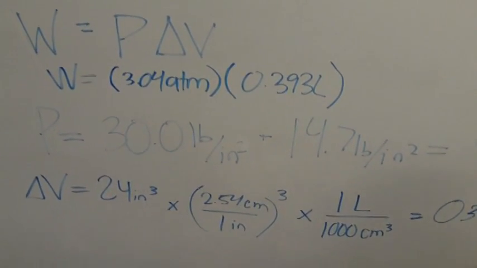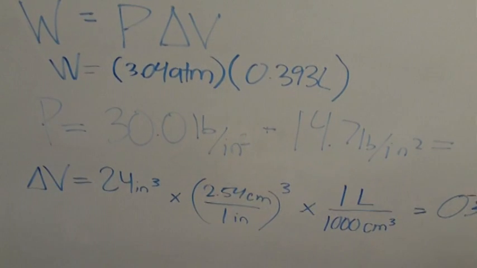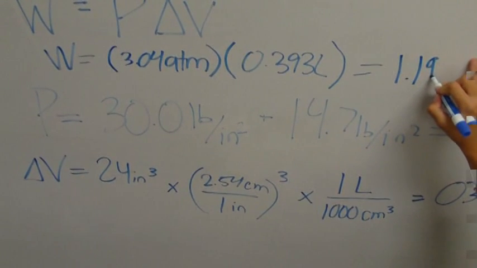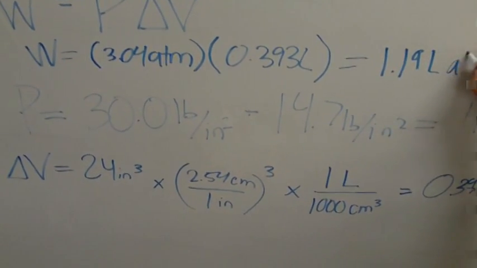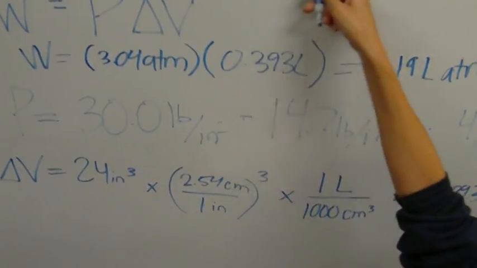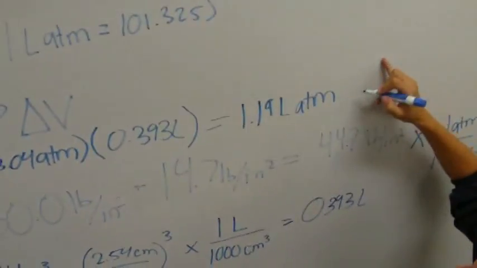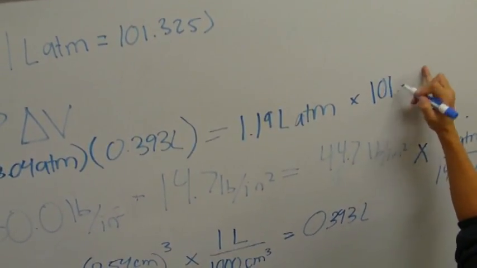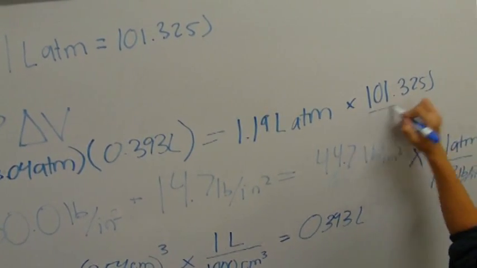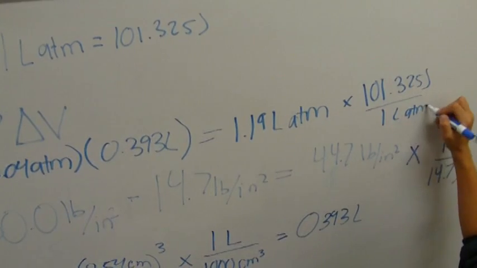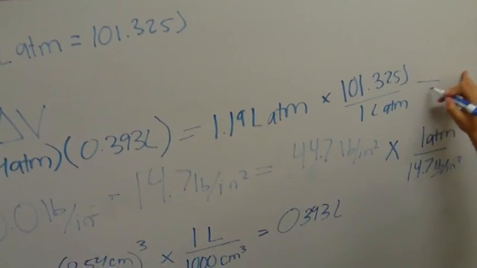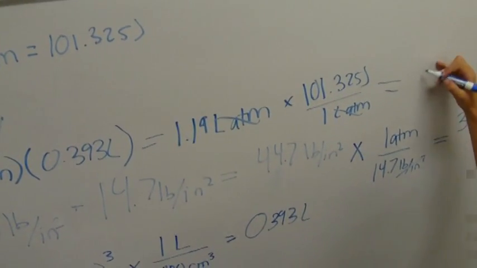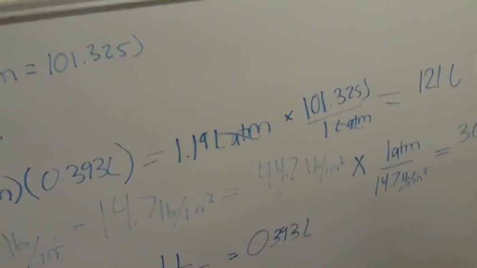And that gives us 1.19 liter-atms, which is what they gave us the conversion factor for up here. So if we go ahead and just times by that, 101.325 joules is equal to 1 liter-atm. And then our liter-atms cancel out, and we end up with 121 joules as our answer.